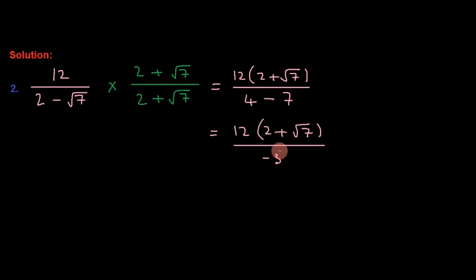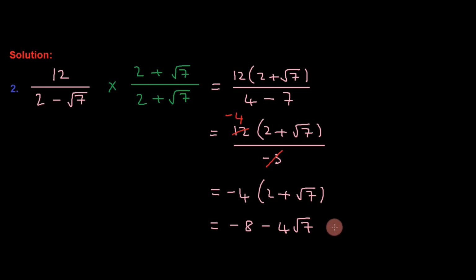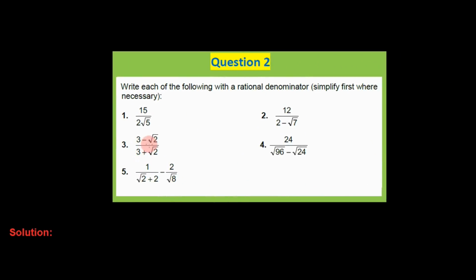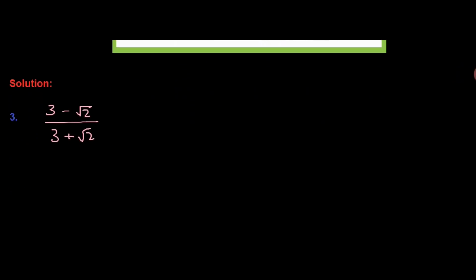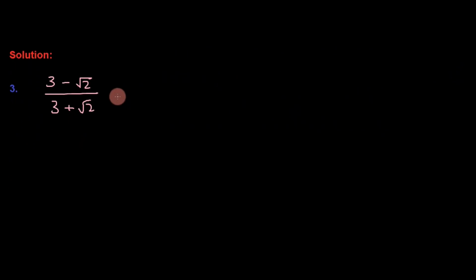The negative 3 can go into 12 negative 4 times. So we're left with negative 4 into 2 plus root 7. And now we can multiply out, so we get negative 8 minus 4 times root 7. In number 3, we have 3 minus root 2 all over 3 plus root 2. We want to rationalize the denominator, so we multiply both the numerator and the denominator by 3 minus root 2.